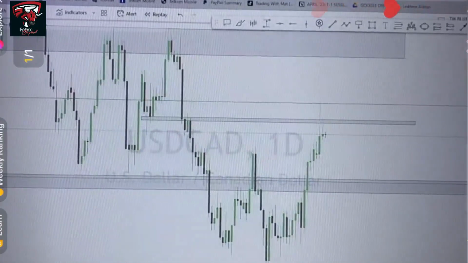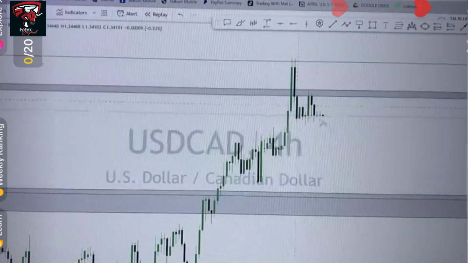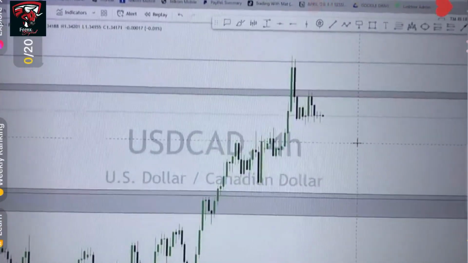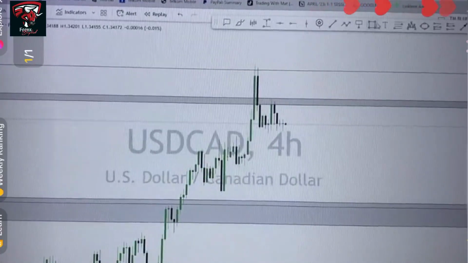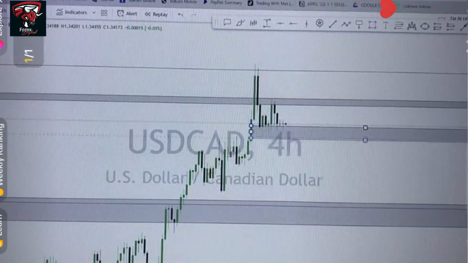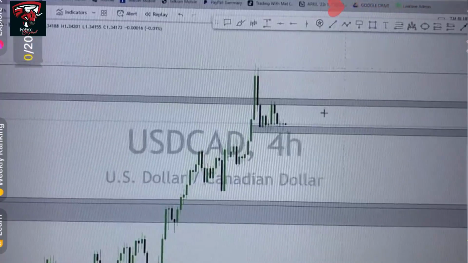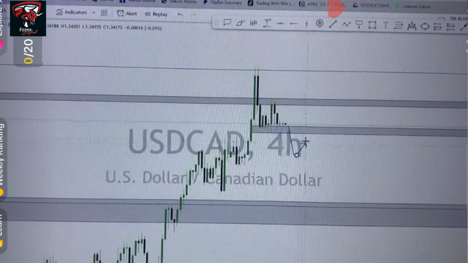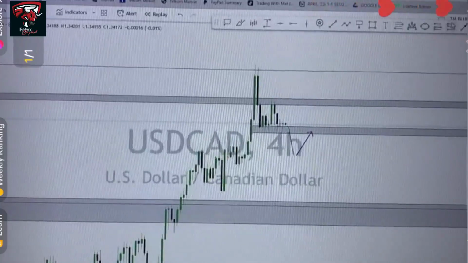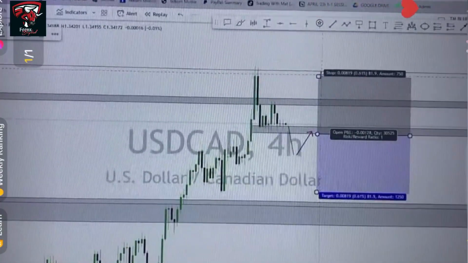Let's go into a 4H quickly. 4H has not broken any structure. This is perfect. I really like this. All right, there you go. You've got your lows on the 4H. Okay, if the market breaks out before CPI, all right, comes back into this area, I am going to be taking a look at my sales from here.